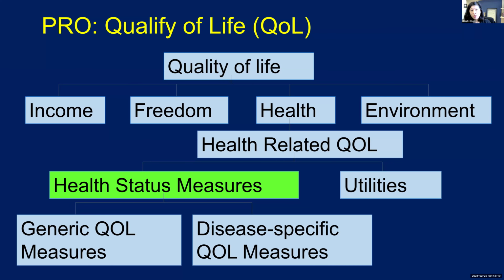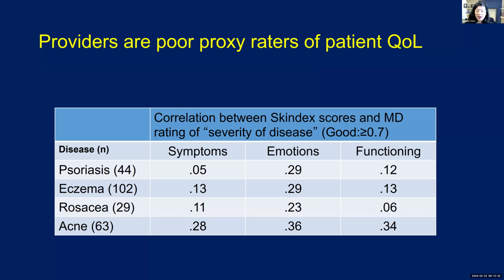The other type of patient-reported outcome comes in the form of quality of life. So there's lots of different ways of improving quality of life, certain freedoms, clean drinking water, the air that you breathe. But obviously what we're interested in is health-related quality of life. And I'm going to focus on one type, which is called a health status measure. Now, why is this important to measure it in this way? Because really us as providers, we're really poor proxies for rating patients' quality of life.